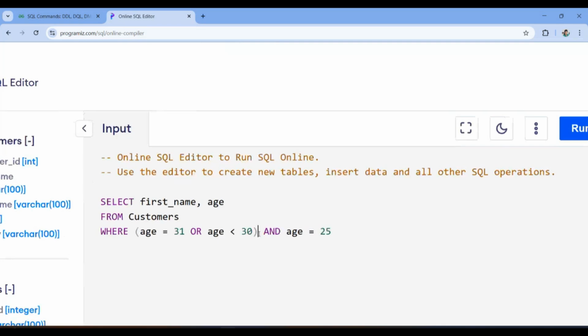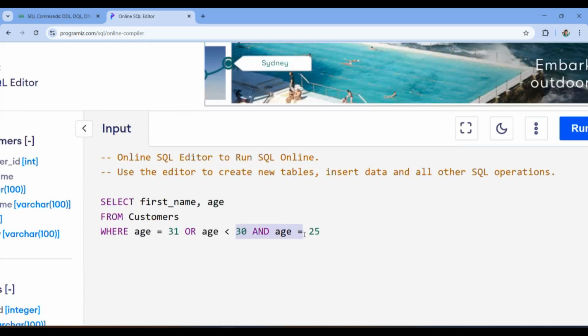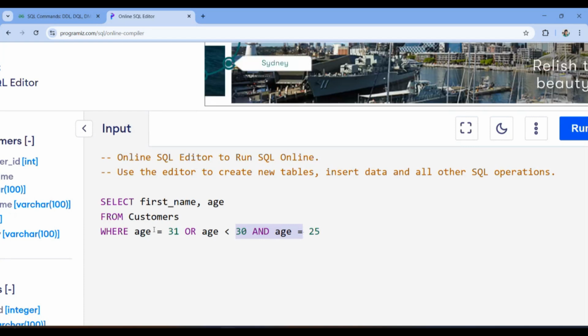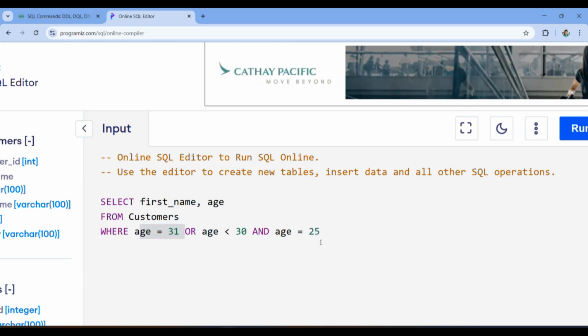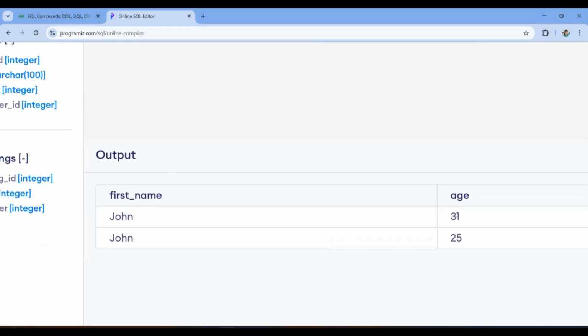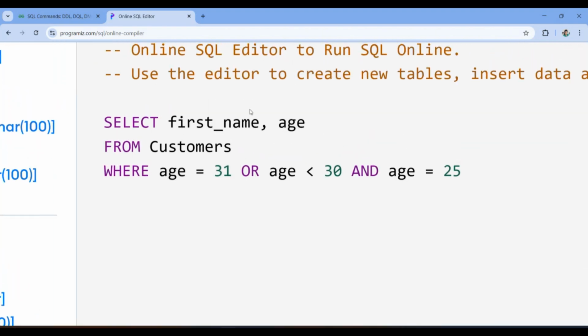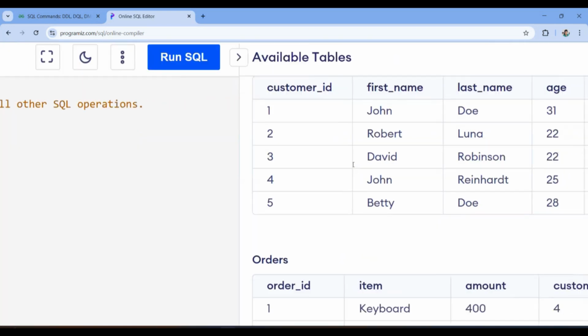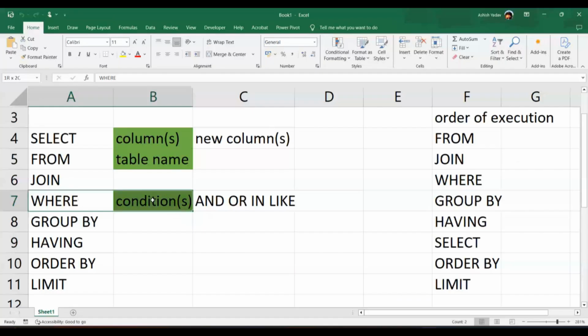But if I remove the bracket, AND will run, whatever is the answer, it's fine. But after that, OR will run, and this is your true, right? So if I run this, 31 should be there in the answer, and that's why you have 31, right? So you can use brackets in order to handle some specific scenarios. Okay, that is what your WHERE is.